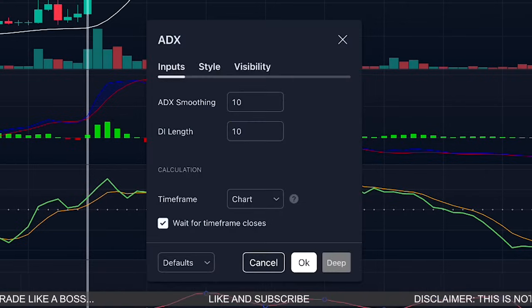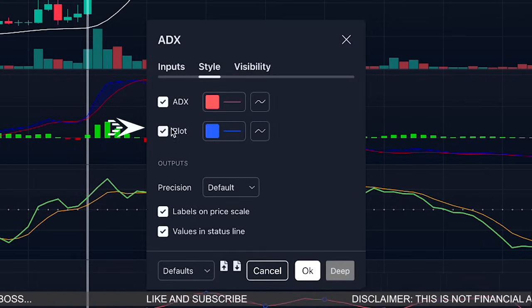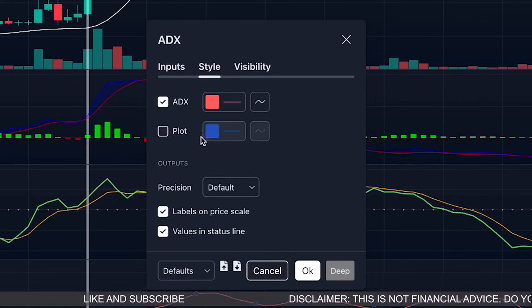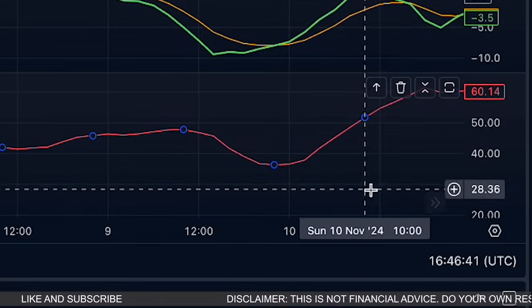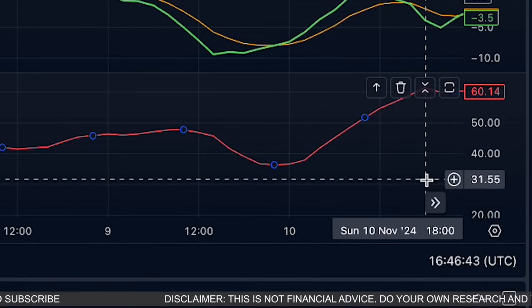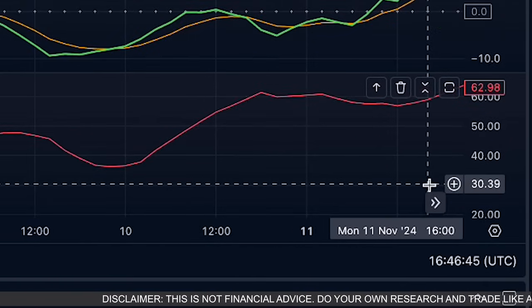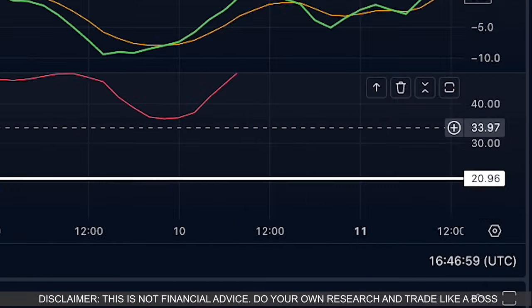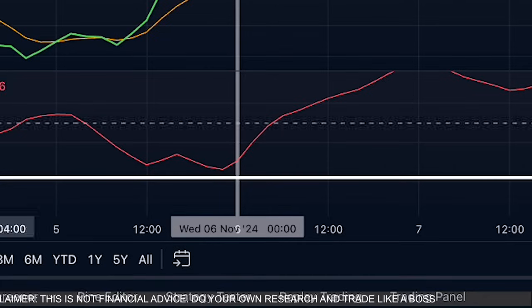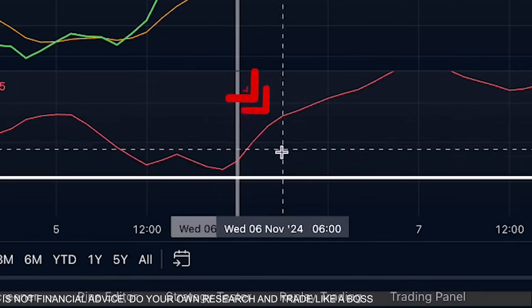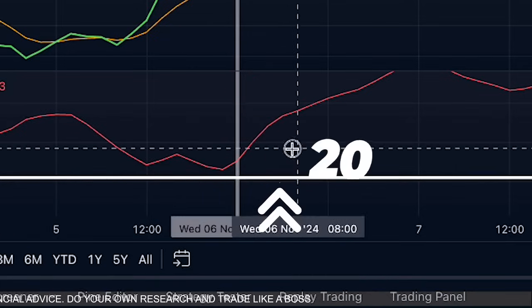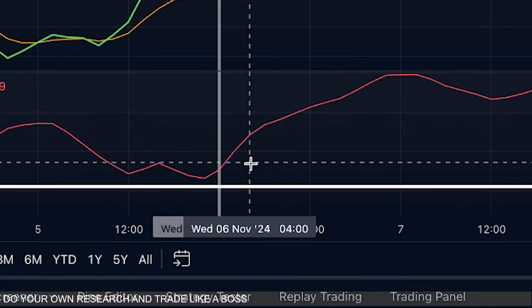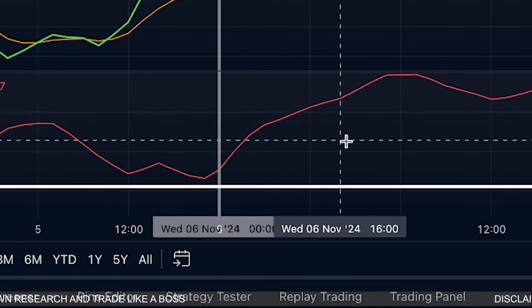The last thing we're going to do is remove the blue line on this actual indicator, and then we're going to add a new threshold, which is going to be a static threshold of above 20. Now, what we're looking for is for the ADX, the red line, to be above our threshold of 20, which means that we can actually take any longs or any shorts in the market.